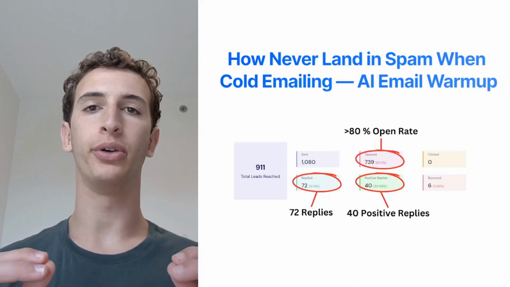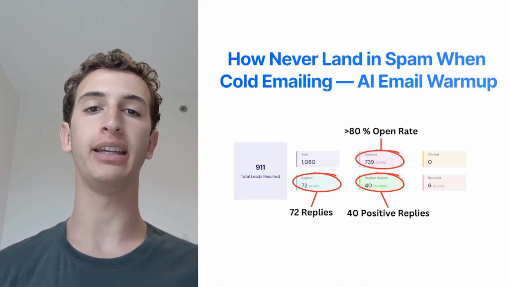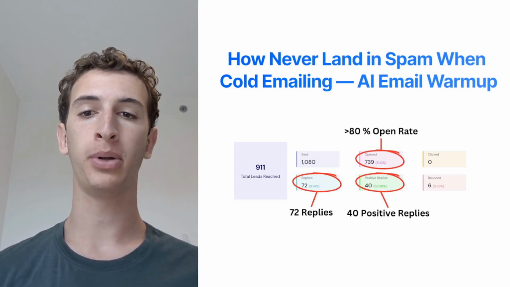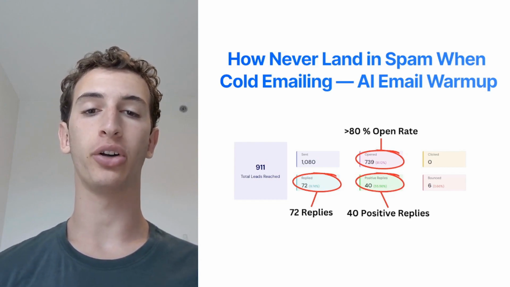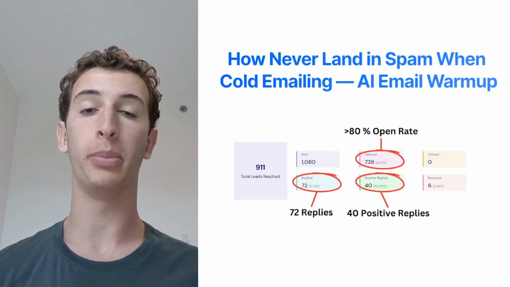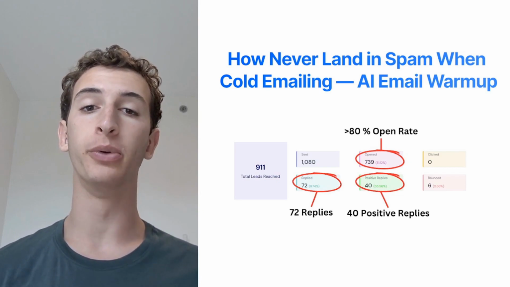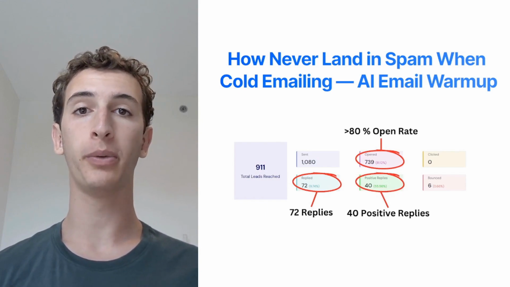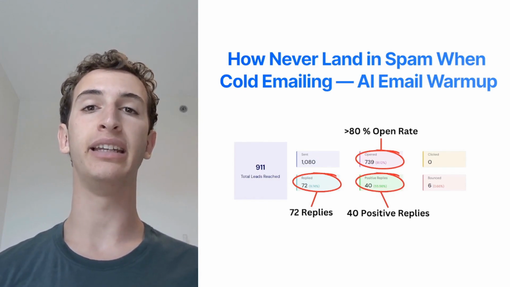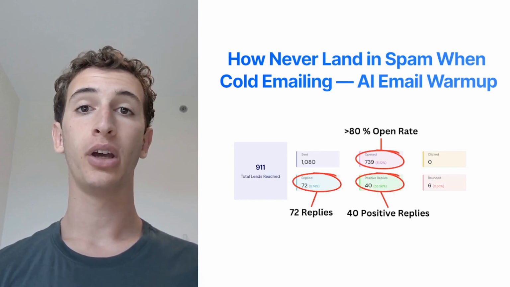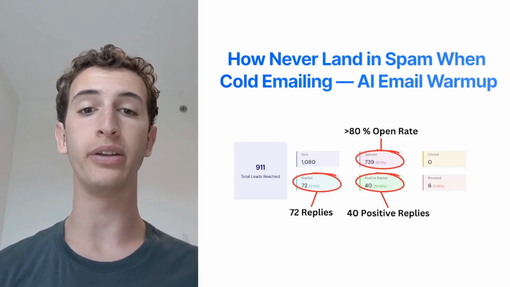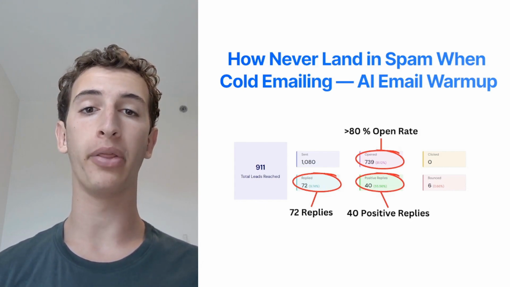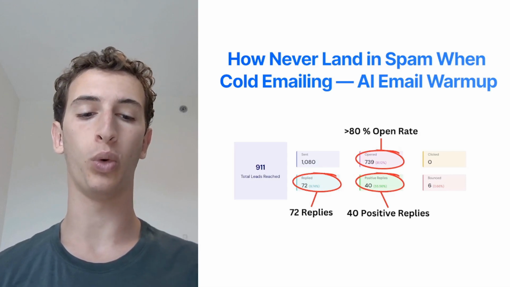So today you are going to learn the secret to never landing in spam when cold emailing, and that is AI email warmup. Below is a screenshot of one of our campaigns in which we got an above 80% open rate. And that's really the norm for most of our campaigns. We usually see over 80% open rates across the board, which is significantly higher than the industry standard. Most people see maybe 20, 30, 40% open rates, but we're able to over double that. And in big part, that is because of AI email warmup.